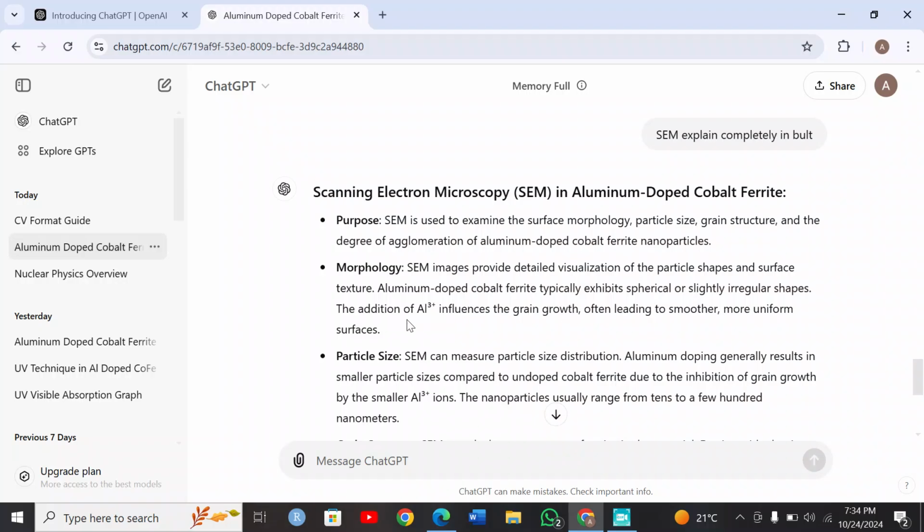When aluminum doping occurs, it influences the grain growth. Grain growth leads to smoother particle shape. We get a smooth form and a more uniform surface when doping with aluminum, due to non-magnetic ions.